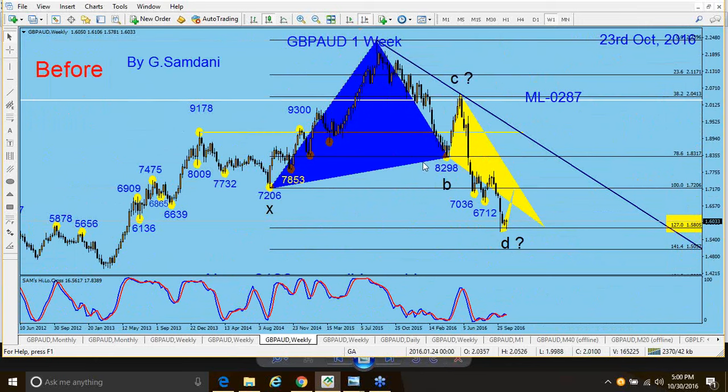The calculation for the butterfly pattern is that if the B point is 78%, then the C point is at around 38%. Sometimes it goes to 23%, but usually it stops at 38%. Then you go to 127% of the same Fib extension, not expansion. This tool is called the Fibonacci expansion tool, but these are the extension levels. Extensions are only for butterfly patterns or crab patterns, right? So those two levels are very important. This is the one we hit already.